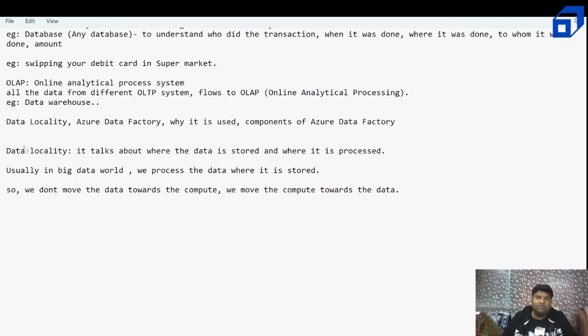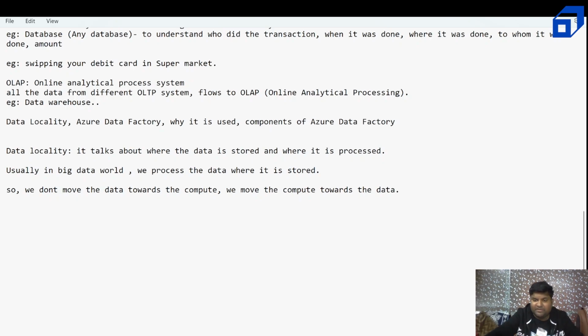So data locality talks about a concept where I'm storing the data and where I'm processing it. So I will store the data in any location, but I'll move the compute towards that location so that the processing will happen exactly in the same place where the data is stored. So it's a very important concept in big data engineering. I hope you will remember it. So data locality usually means storing the data and processing it wherever it is stored.